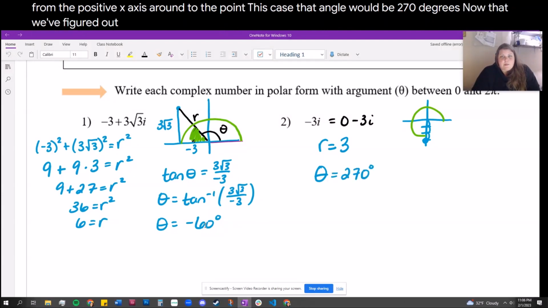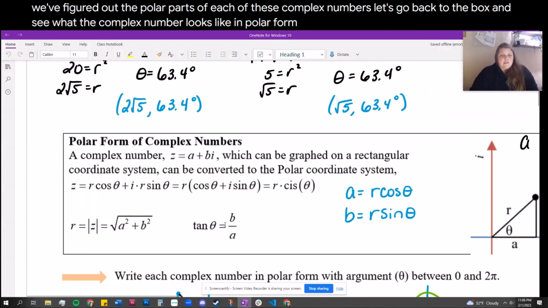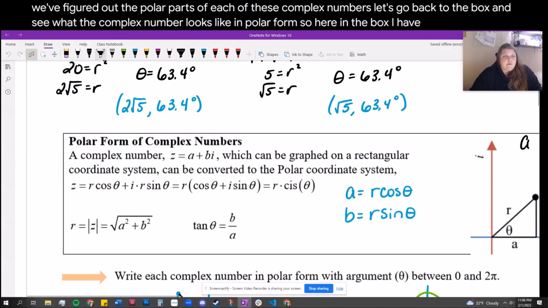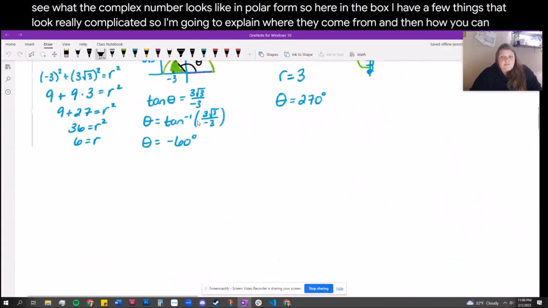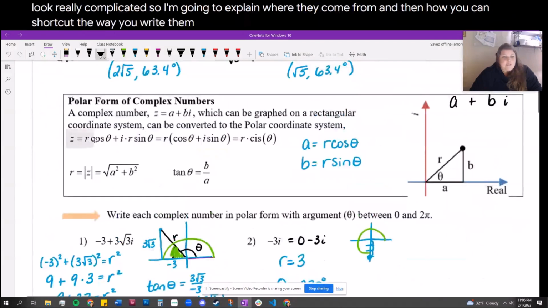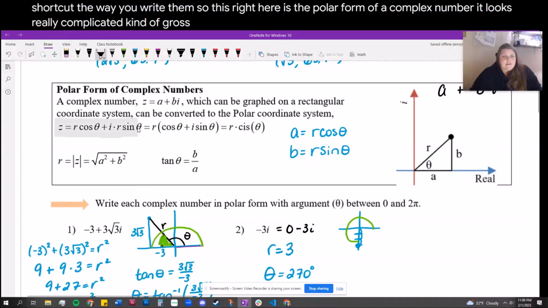Now that we've figured out the polar parts of each of these complex numbers, let's go back to the box and see what the complex number looks like in polar form. So here in the box, I have a few things that look really complicated. So I'm going to explain where they come from and then how you can shortcut the way you write them. So this right here is the polar form of a complex number.